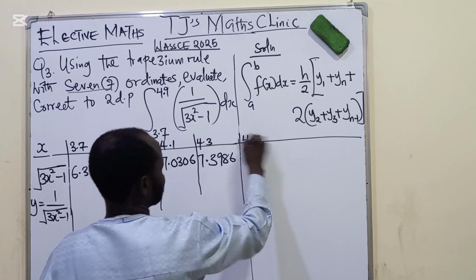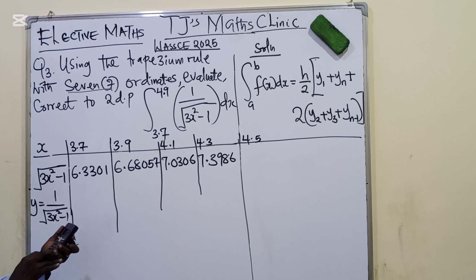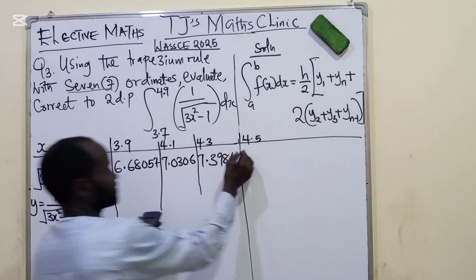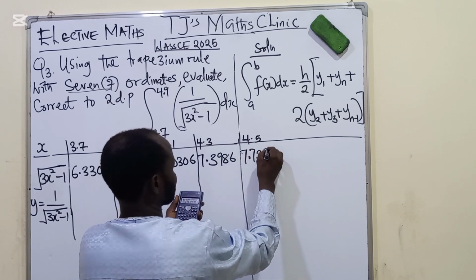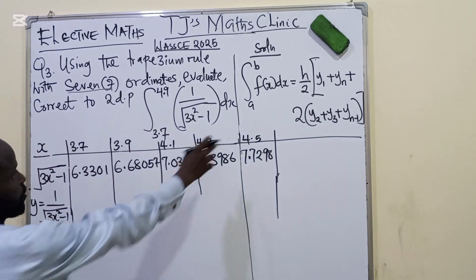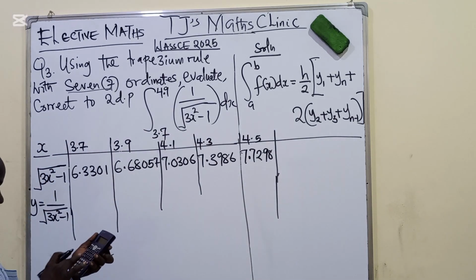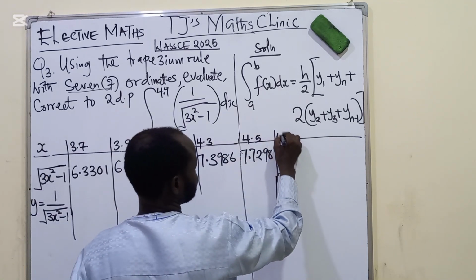So we have 4.5 here. We do the same, we substitute into this. Let's square 4.5, multiply it by 3, we remove 1, that will be 59.75. The square root of 59.75 will be 7.7298. We do the same. Next, we add 0.2 to 4.5, that will be 4.7. It's very long.